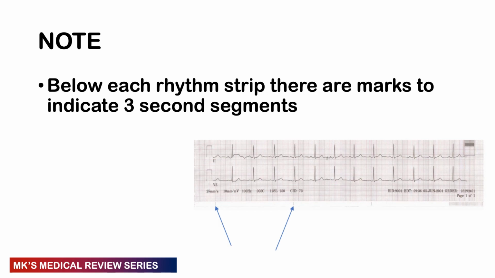So like I said, on your rhythm strip, you're going to have these small marks at the end of your paper to signify that this here is 3 seconds, so from here to here, you have 15 boxes. Then from here to here, you have another 15 boxes. So to determine the rate of this ECG, you're going to be counting the QRS complexes from this box here to this box here. If we count the QRS complexes, we have 1, 2, 3, 4, 5, 6, 7. 7 multiplied by 10, so the rate must be roughly around 70 beats per minute.